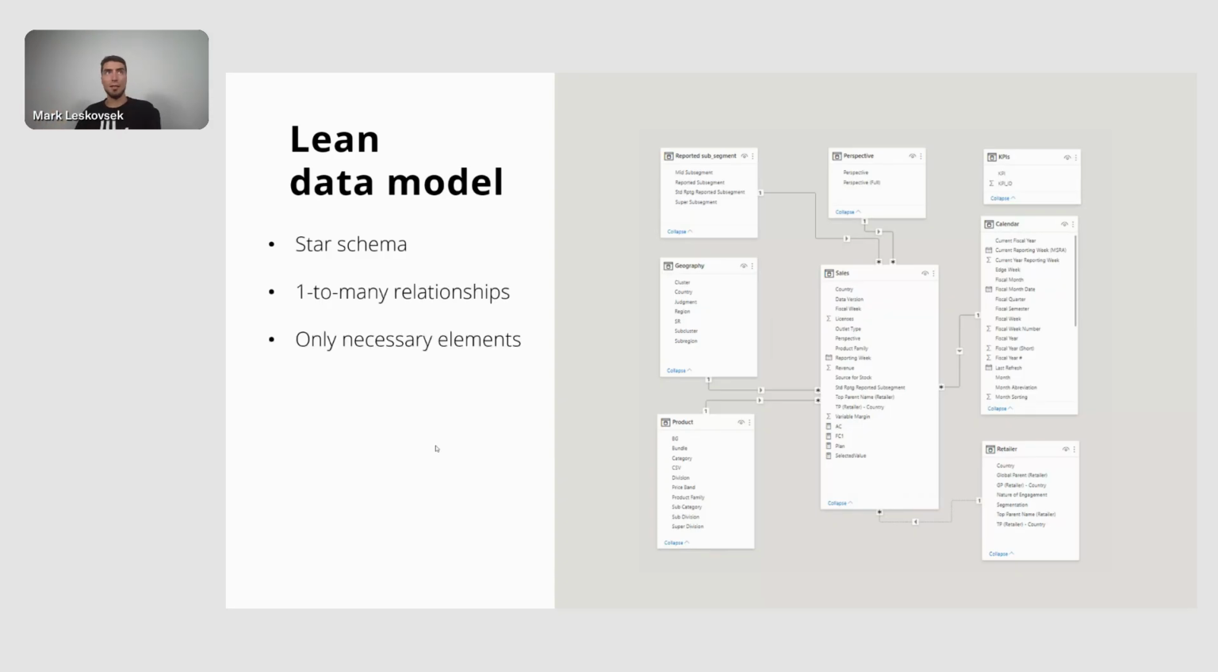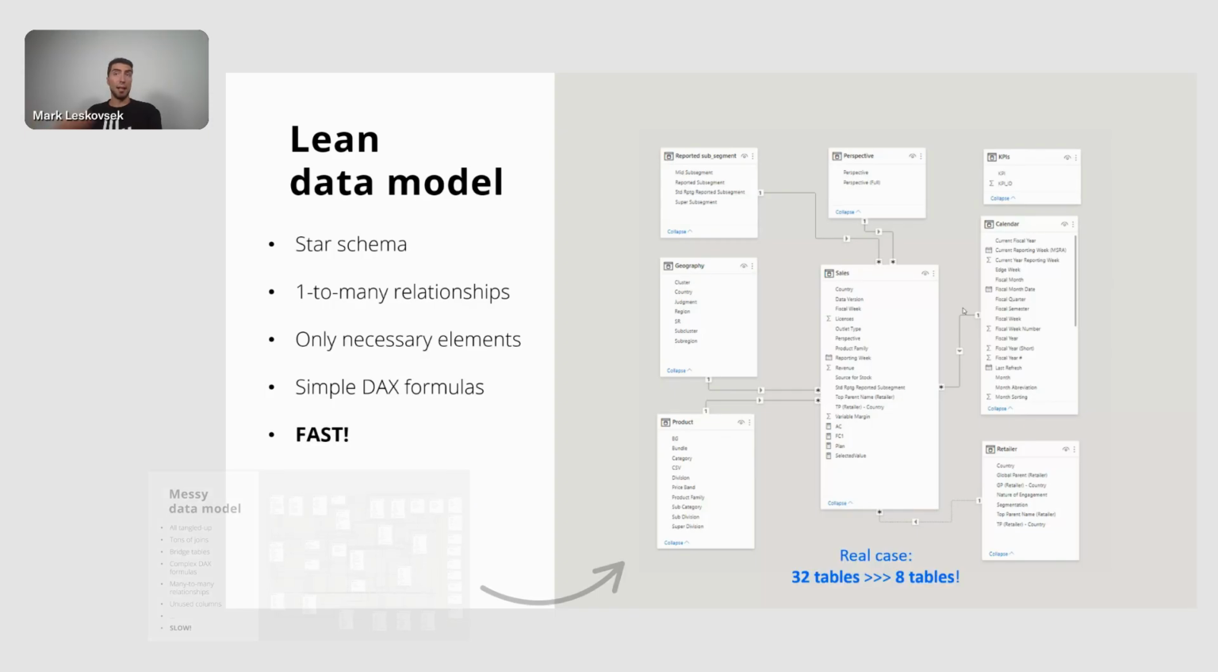And these are the important parts of it. In the star schema, we have one-to-many relationships from the dimension tables to our central fact table. We only have the necessary elements, and this enables us to have simple DAX and a fast data model and Power BI report experience. And this is a real case, exactly down from that messy data model that we saw before, to 8 tables.